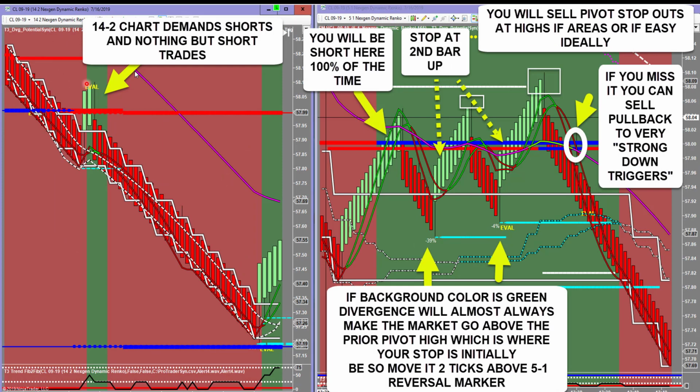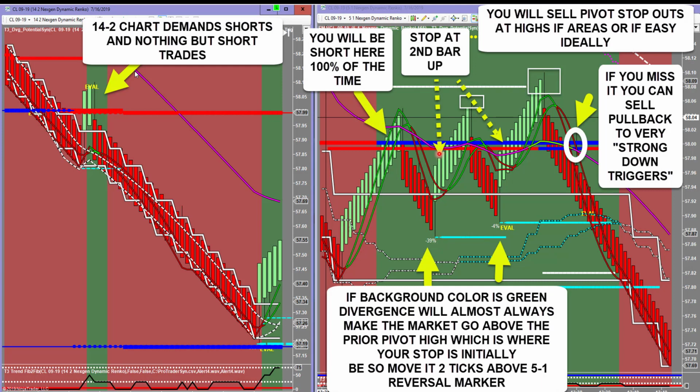Here's another example. Again, I want you to start on the left side on the 14-2 chart. This was a really strong trending day, and this is a very typical scenario in a strong trending day. It's going down. You want to do shorts, nothing but shorts and only shorts, period. But the small chart doesn't make it easy. So you're going to be short right here for sure, 100%. And you're going to say, oh, John said if the background color is green and I get divergence, get out after the second bar.